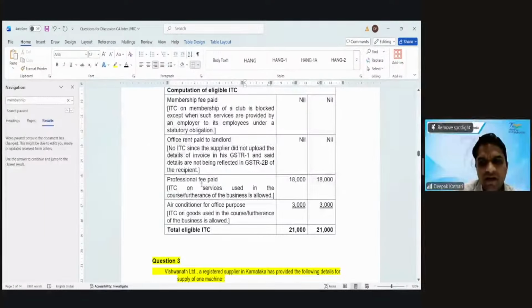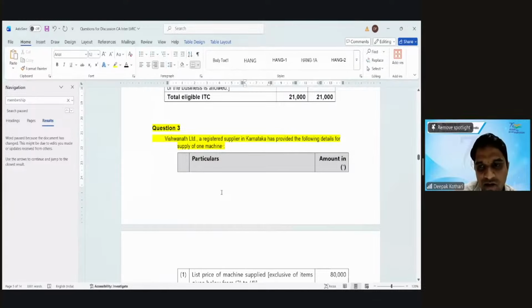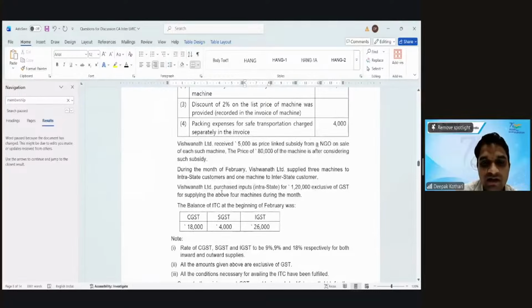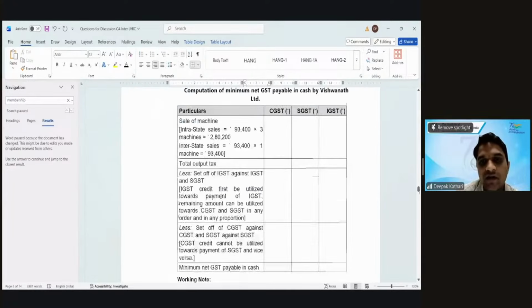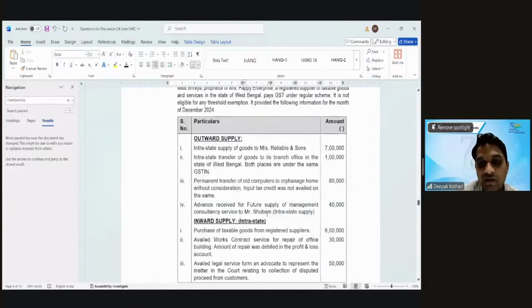Clear? Third question is on similar lines, so we'll take it up at the end because it is kind of an understood question. We'll go to question number 4.